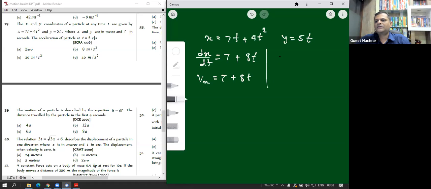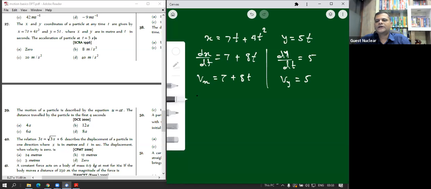In the same way here, find out dy by dt also. And what is dy by dt here? It is 5. But what is dy by dt called? It's called the y component of velocity, which is denoted by vy, and that is actually going to be 5. चलो ठीक है, vx मिल गया, vy मिल गया, okay.